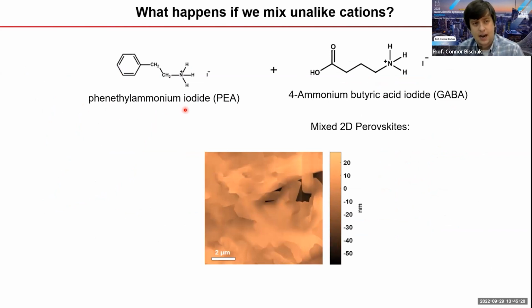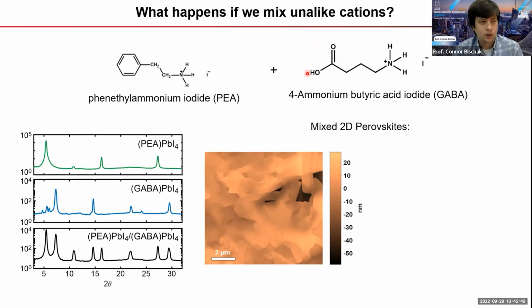So this is phenethylammonium iodide. It has this benzene ring on it, and this 4-ammonium butyric acid iodide, which we call GABA for short. And this has this carboxylic acid group here. And so when we mix these, if we look at the X-ray diffraction, you can see that instead of seeing an intermediate peak between these two phases, we essentially see two different peaks. So this tells us that these two cations are actually phase separating when we make these materials.